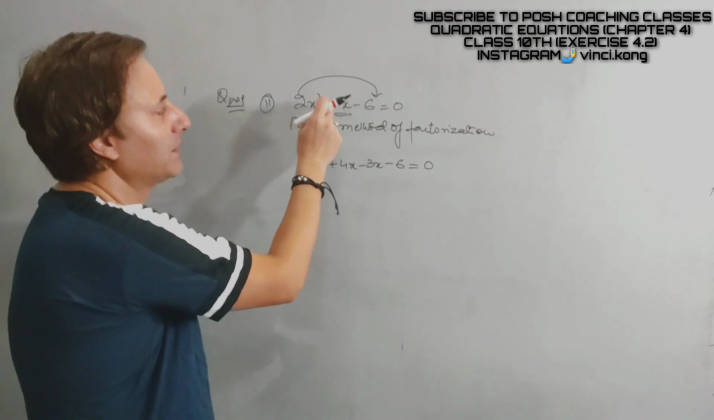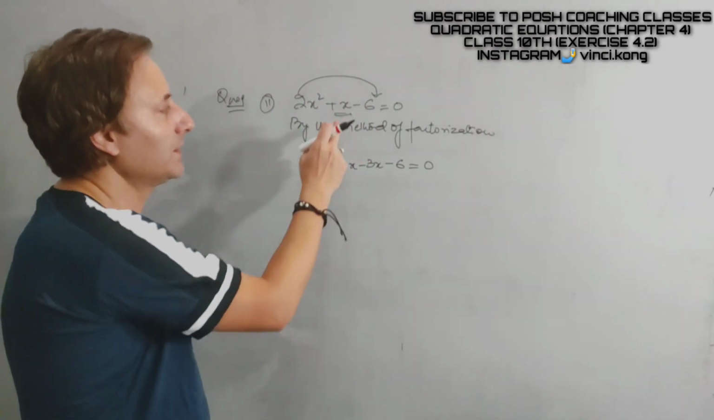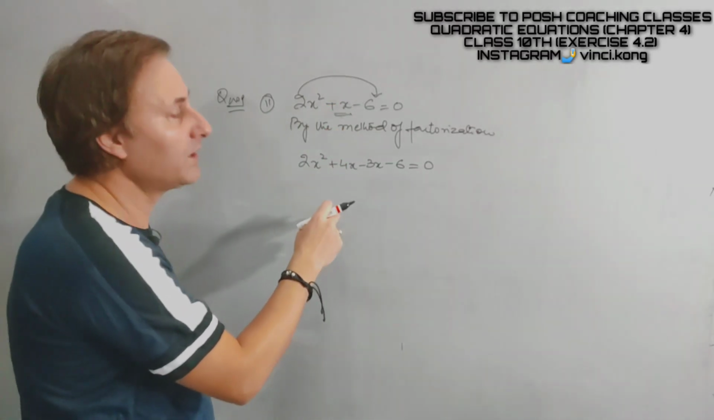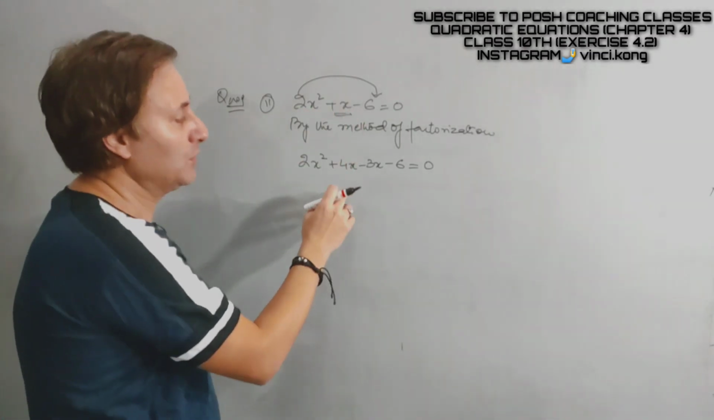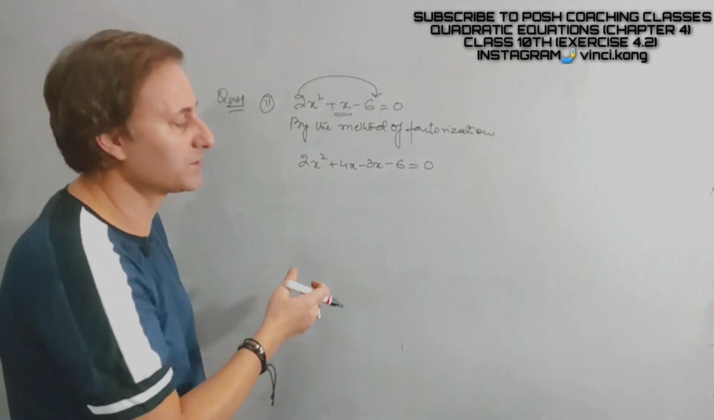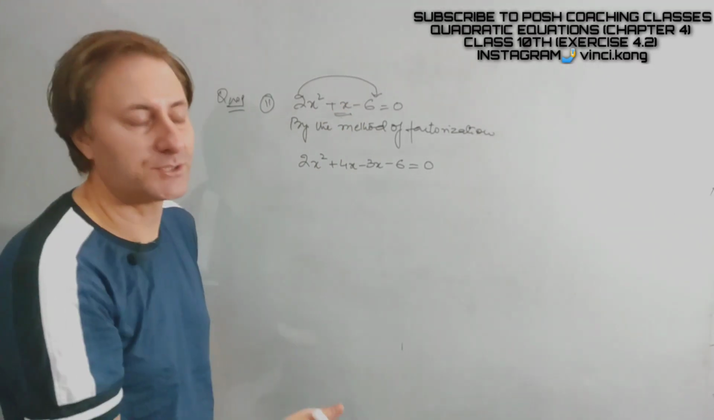It is 6 multiplied by 2 first. So what is 6 multiplied by 2? That is 12. Now we have to split this term, and the product should be 12. Addition or subtraction, it is your choice. It should be x. So addition is not possible because this is just x, so we have to do the subtraction. So 4 minus 3 is 1, and 4 multiplied by 3 is 12.